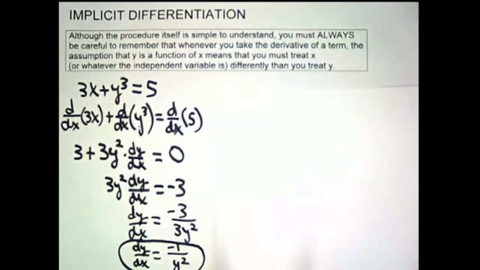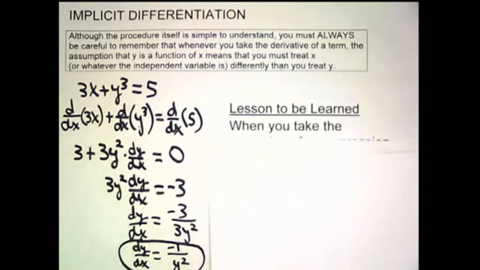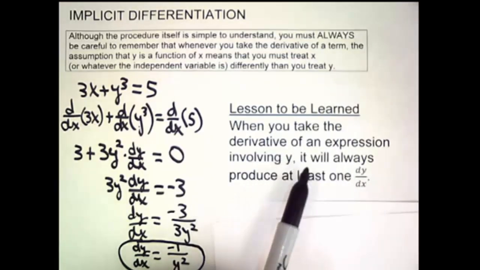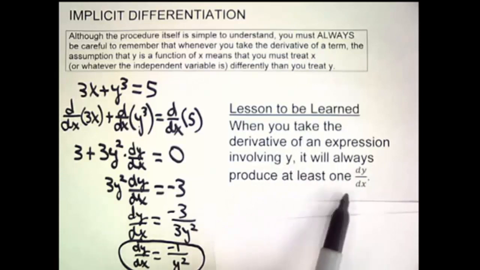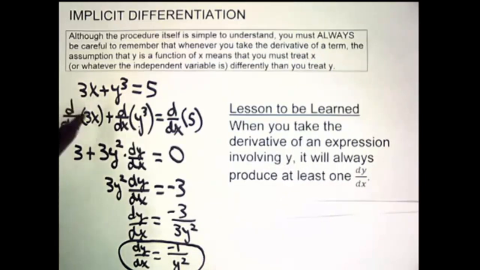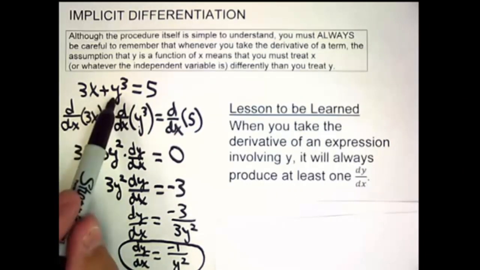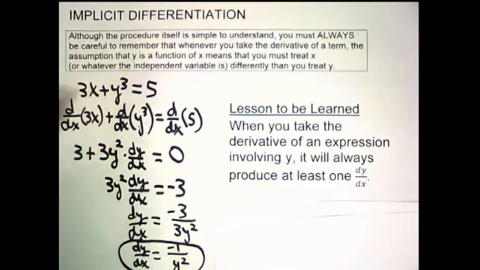Now, I'm not sure there's really a different lesson to be learned here than the other example, but it is a good point, I guess, at which I can just say this, and that is, whenever you take the derivative of an expression involving y, it will always produce at least 1 dy over dx. When you're taking a term that only has x's in it, or a constant, you're not going to get any dy over dx's, but as soon as you come to a term or a factor that's part of a term or a quotient that has a y in it, somewhere in this process you're going to generate at least 1 dy over dx. You just have to remember that.